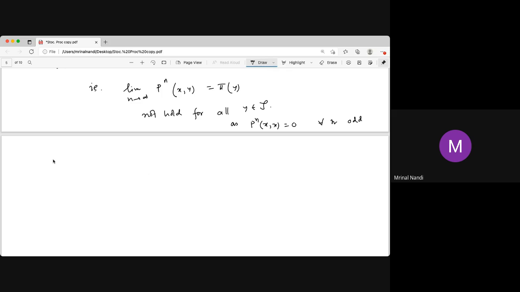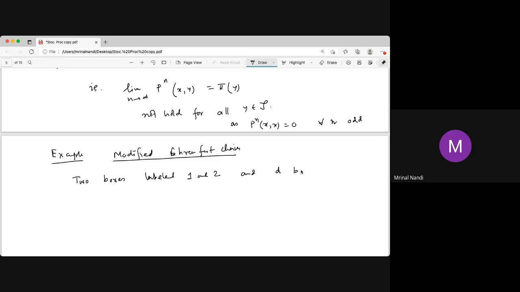Now, one more example for the modified Ehrenfest chain. So what is the modified Ehrenfest chain? We know it: there are two boxes labeled 1 and 2, and D balls labeled 1, 2, up to D.